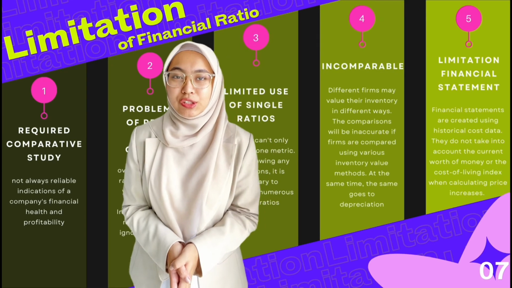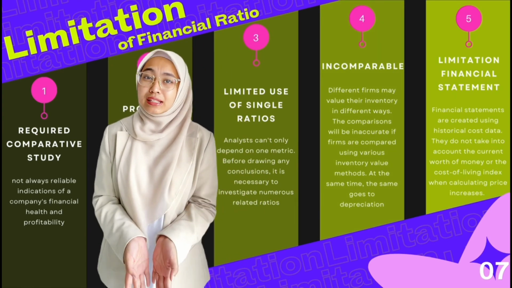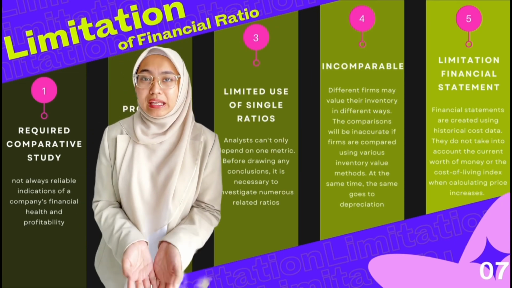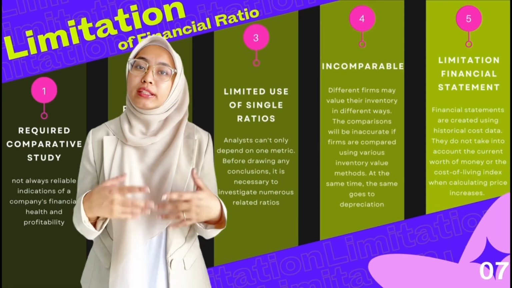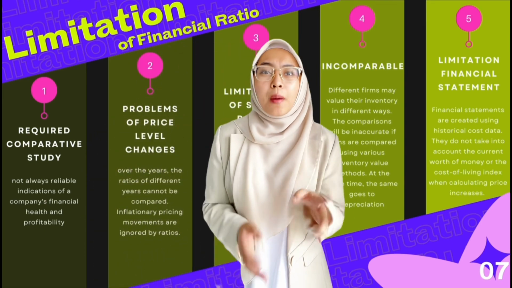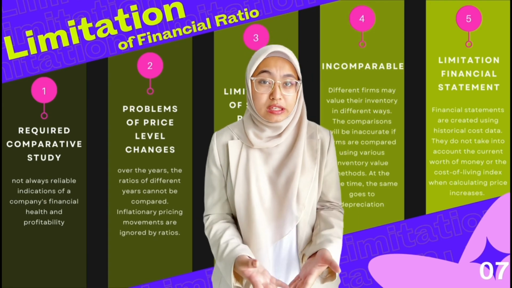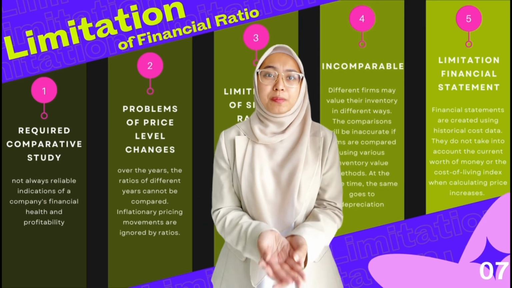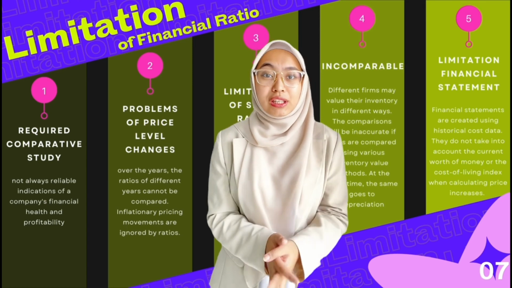Limitation of financial ratios. First of all, it requires comparative studies. Ratios produced through statement analysis are not always reliable indications of a company's financial health and profitability. So in order to get an accurate diagnosis, analysts must do more research and use their judgment and apply other financial analysis tools. Second, problems of price level changes. Because of the price level changes over the years, many ratios are established based on historical costs and ignore price changes between periods, and this clearly does not accurately reflect the financial condition.